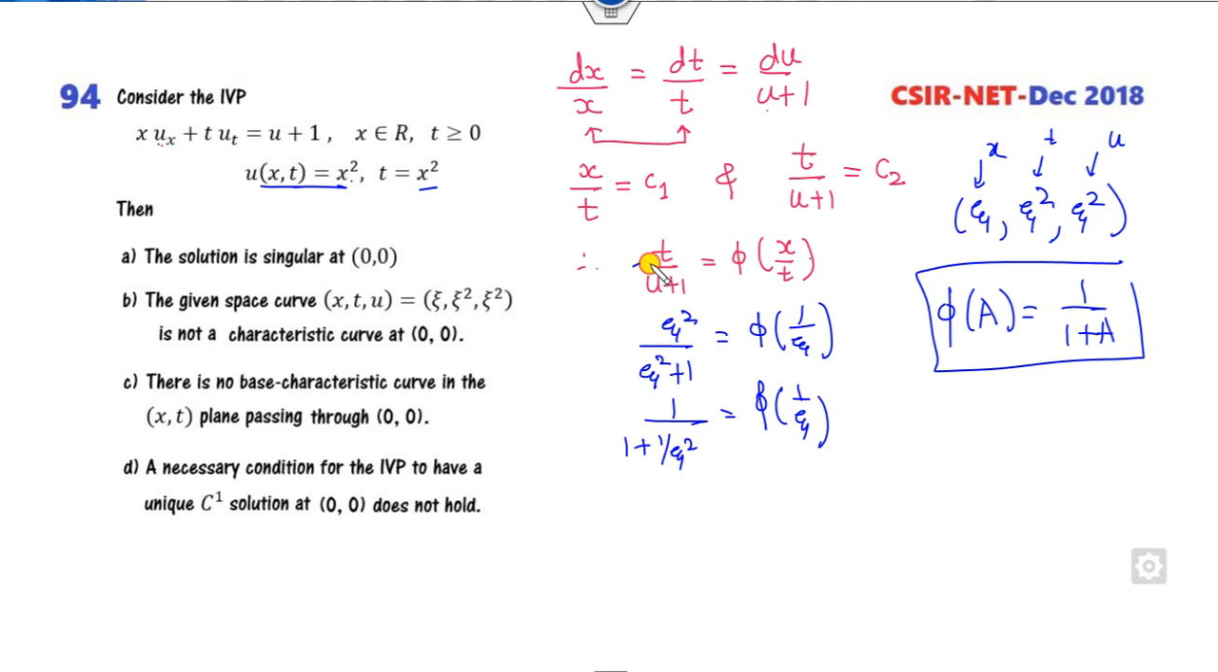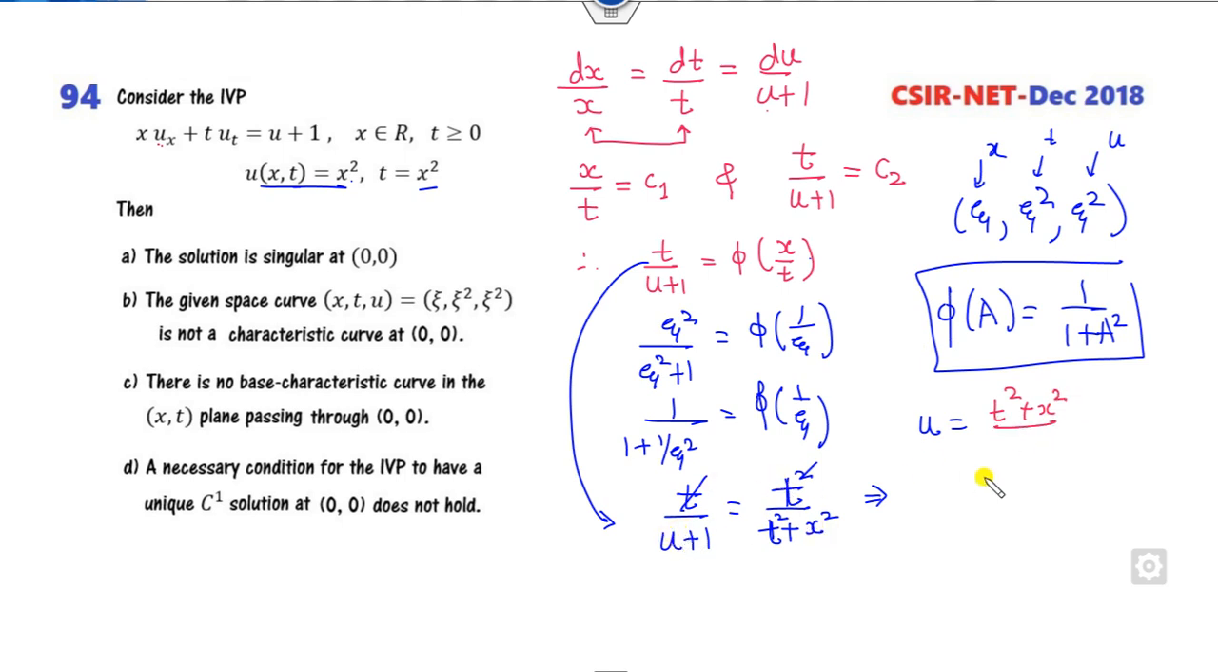Fine. So I can substitute this value. So t over u plus 1 is 1 over 1 plus, so I can take this and here. This is x by t, so I can write it in this form. So a square, x square, x square. So 1 will be cancelled out. Can you find the value of u from here? So the u will be t square plus x square, I can multiply them over t minus 1. Fine. Now we can check whether the solution is singular. Singular means it is not defined.